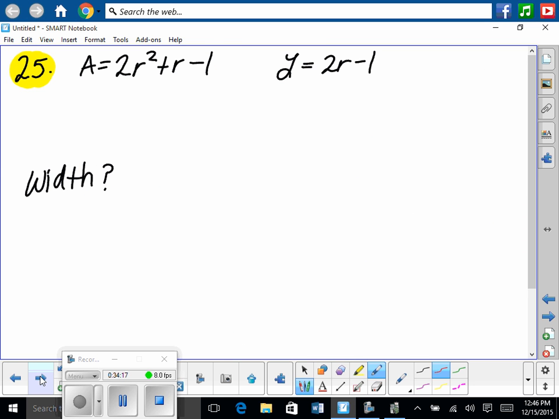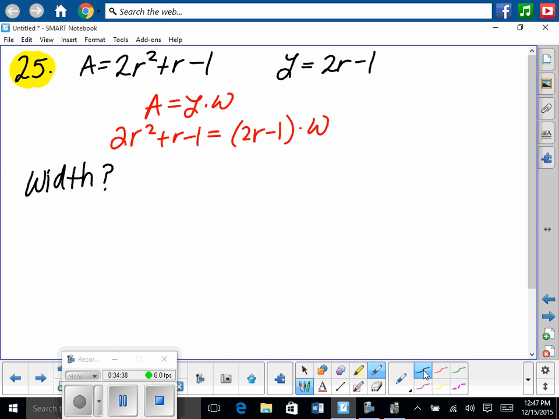Okay, so 25, it says given the area is equal to 2r squared plus r minus 1 of a box, and our length is 2r minus 1, what's the width? So we know area is equal to length times width. So 2r squared plus r minus 1 is equal to the length, which is 2r minus 1, times our width. So there's a couple different ways we can do this one. I just said, okay, well, you could factor this piece. That's probably as easy as anything, and then see what two things multiplied to be the area.